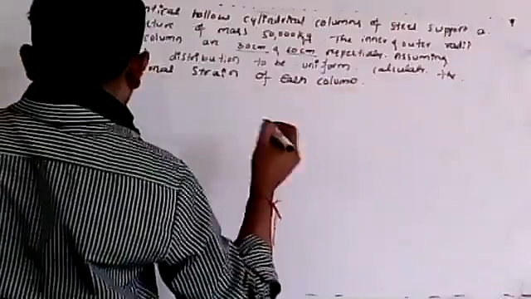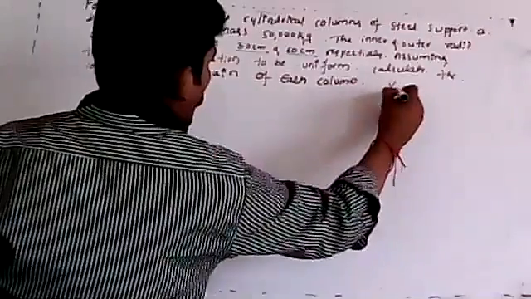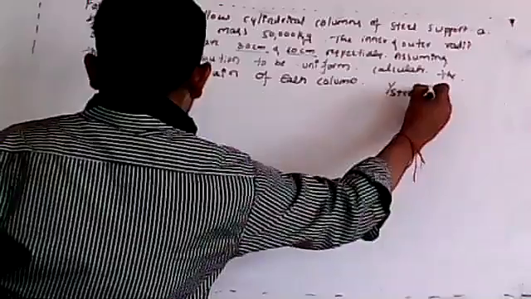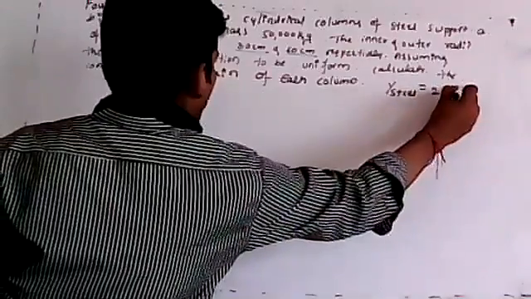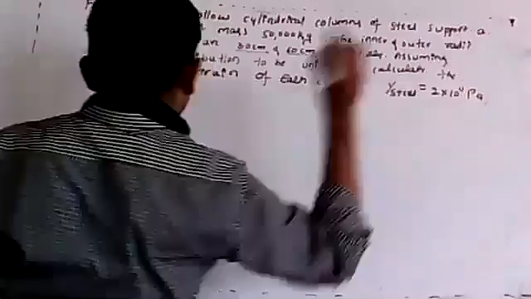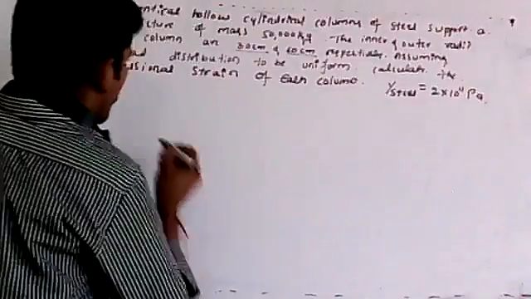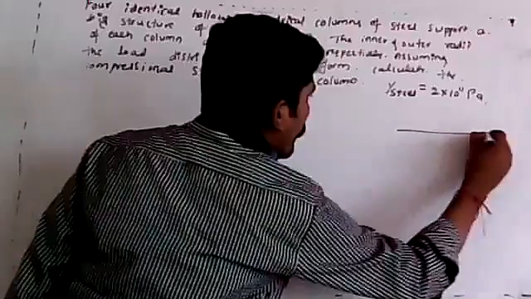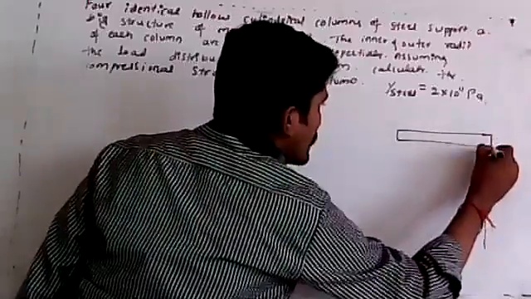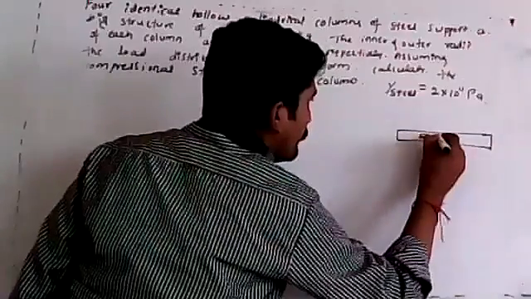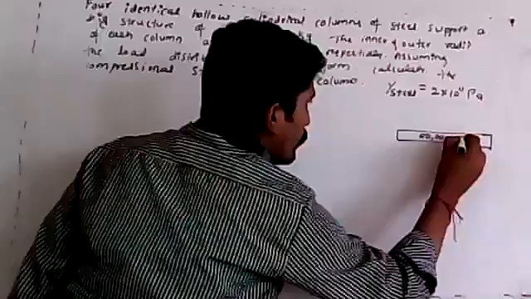The Young's modulus of steel is given. Young's modulus for steel is given. What is that? 2 into 10 raised to 11 Pascal. Remember, students, nothing else is there. So one mass is there. What is that heavy mass? That is 50,000 kg, they told.